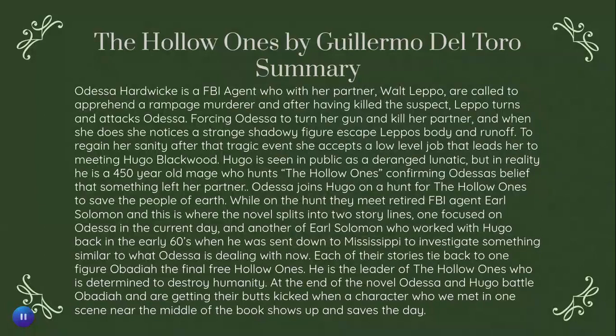One focused on Odessa in the current day, and another of Earl Solomon, who worked with Hugo back in the early 60s when he was sent down to Mississippi to investigate something similar to what Odessa is dealing with now, where he was sent down to investigate the lynching of a white man, but it seemed very cultish and kind of supernatural. But then the lynching, which I thought was going to lead to a really good subgenre and pull on racial threads and see where that goes, it kind of took a backseat to just this possessed child who's repeating Solomon's name and leading him to the Ku Klux Klan.